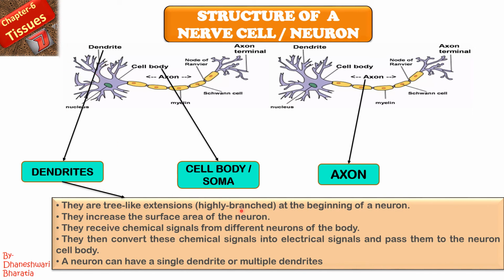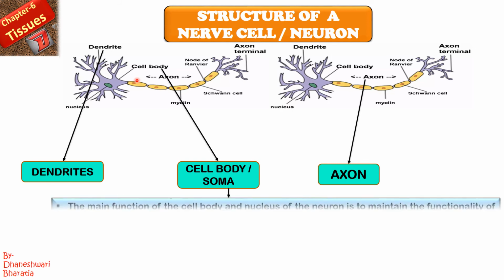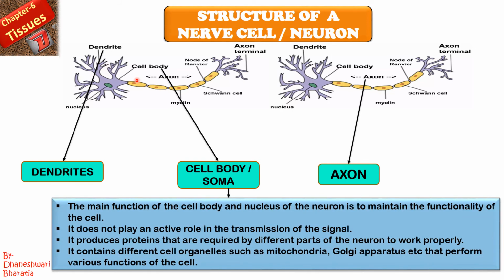Now, what is the use of this dendrite? They increase the surface area of the neuron and receive chemical signals from different neurons of the body. The types of neurons you will be learning in 10th standard. Then these chemical signals are converted into electrical signals, which are known as electrical impulses, and then they will be passed to the neuron body or cell body.